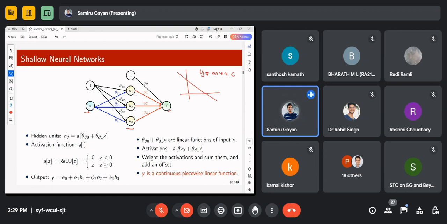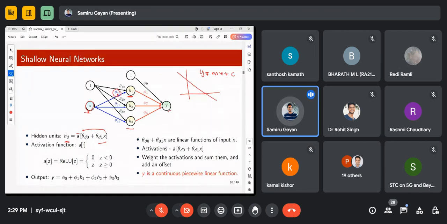Now, what happens here? We have H1 and so on; those are called hidden units. For each hidden unit, we have an activation function A. The parameter that we pass to the activation function is the input multiplied by the weight, plus the bias. That's what we have done here. So that is what we feed into the activation function.